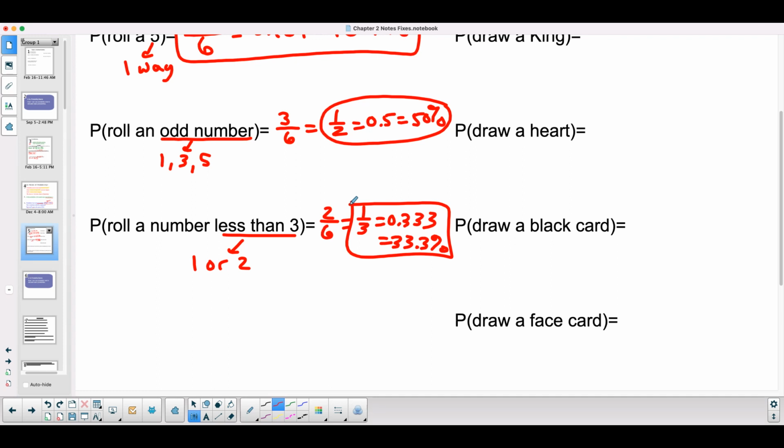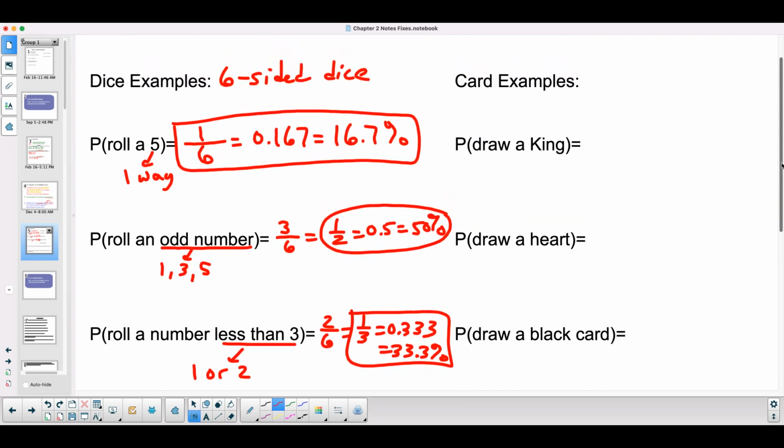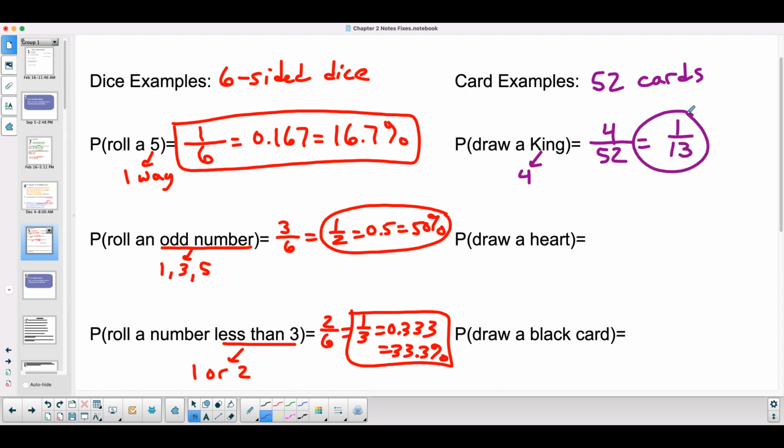Let's take a look at some card ones. So examples with cards, and then just remembering there's 52 cards in a deck. So that's going to be the bottom of these fractions. So it's just how many of these things there are. So there's 4 kings in a deck. So the probability that we draw a king would be 4 out of 52, which is 1 out of 13 once you reduce it.